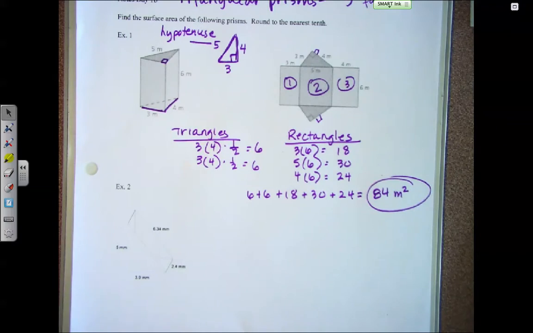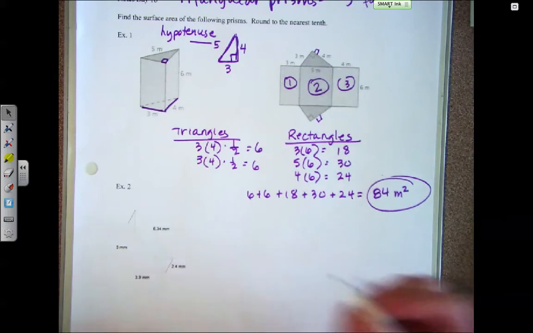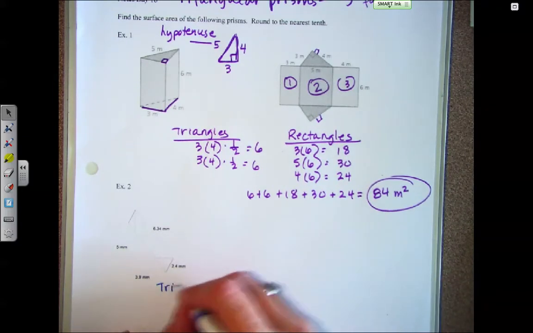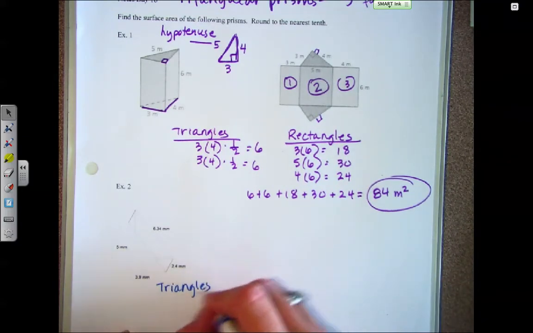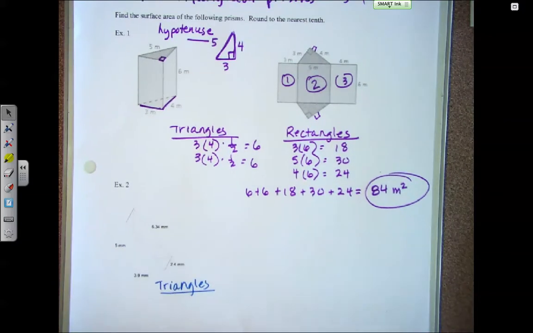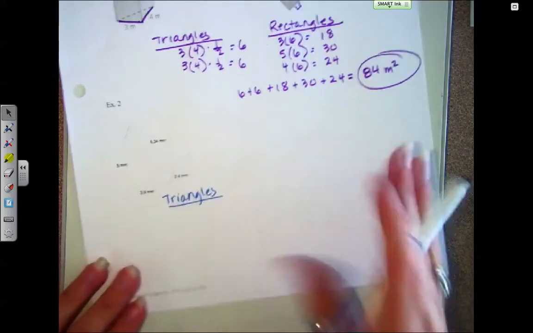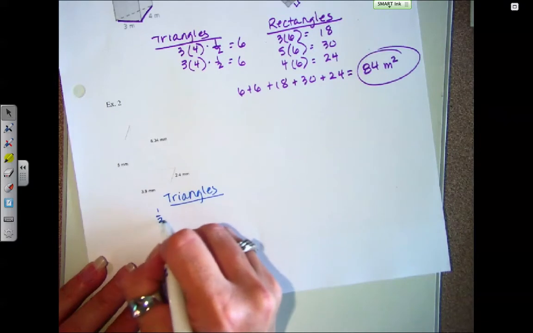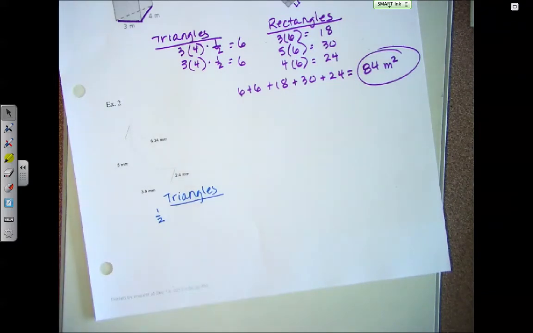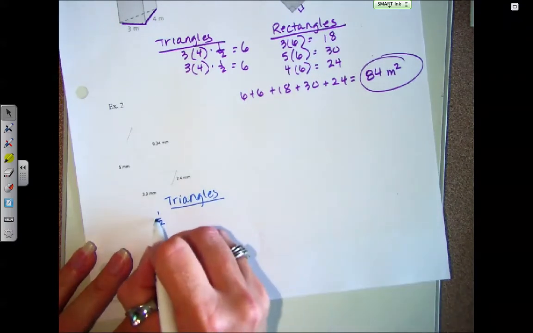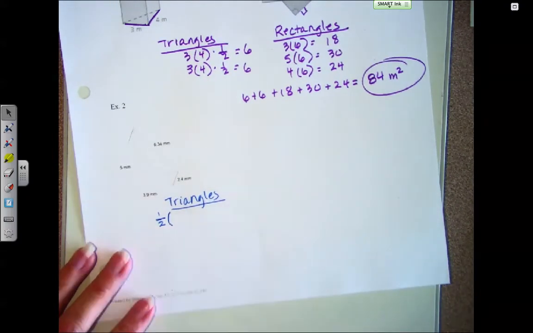All right, example 2. What shapes do I have? Triangles and rectangles. How many triangles do I have? 2. I have 2 and 3 rectangles. All right, so mental math is going to be a little more challenging on these ones, so what should you have out? Calculator.